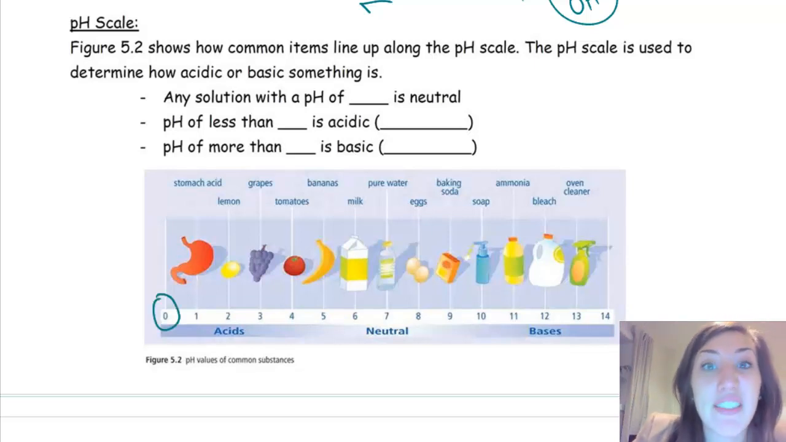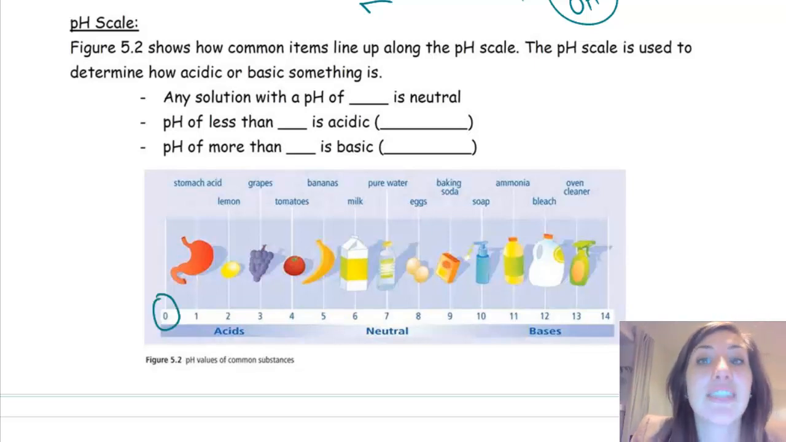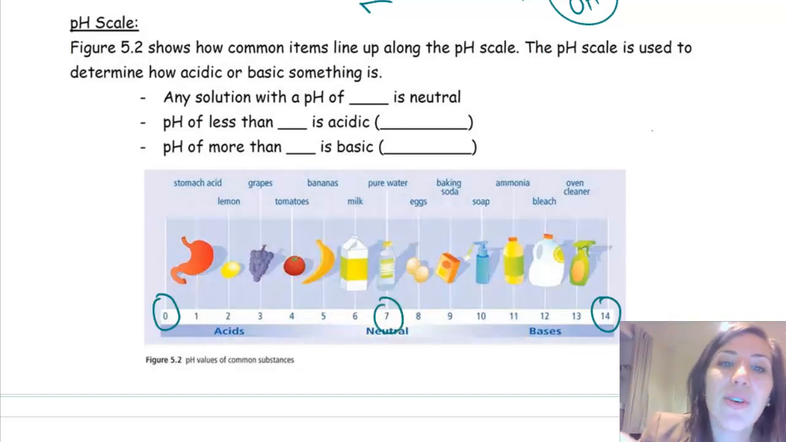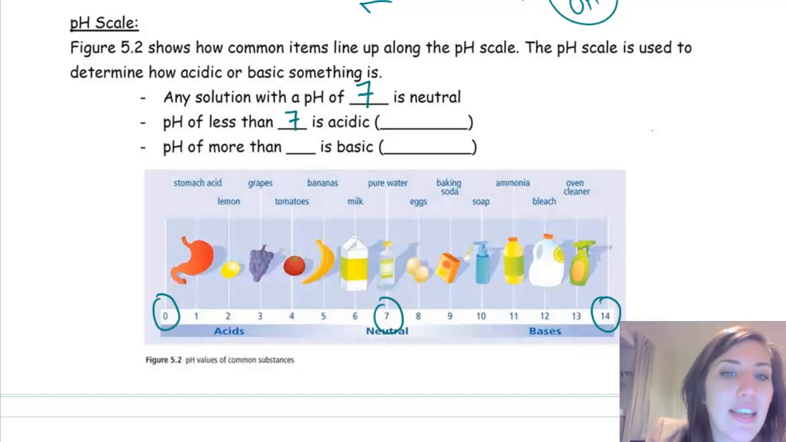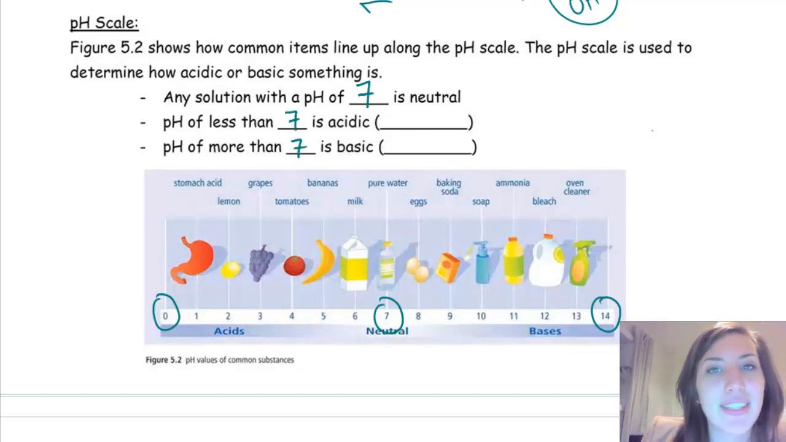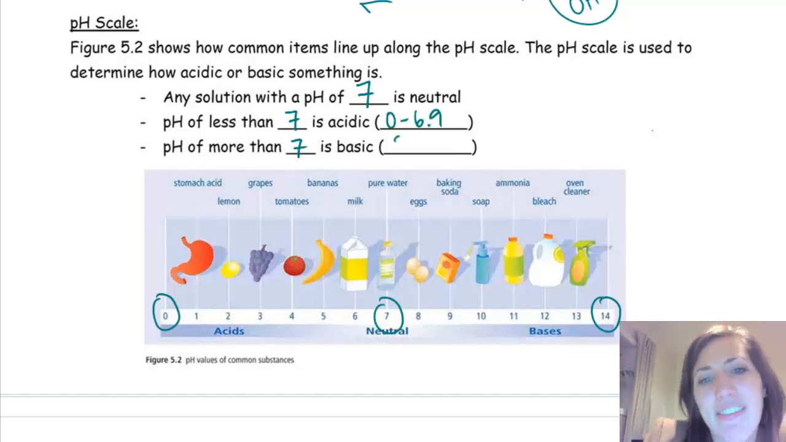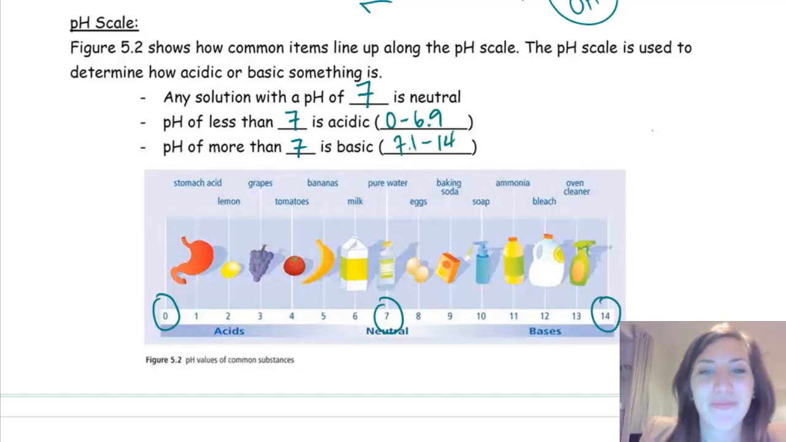If it's 0, it's very acidic. If it's 14, it's very basic. And if it's 7, it is neutral. So here we go. Any solution with a pH of 7 is neutral, less than 7 is acidic, and more than 7 is basic. So I'm talking here 0 to 6.9 and 7.1 to 14.